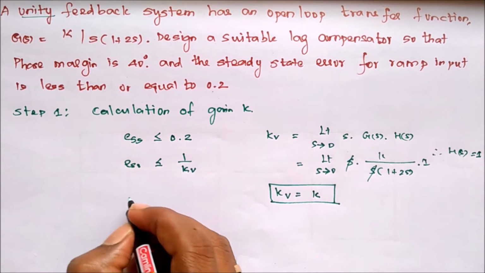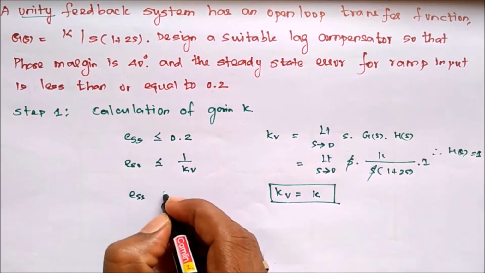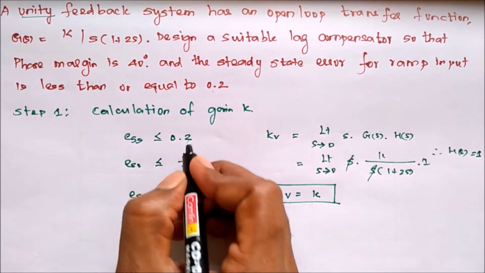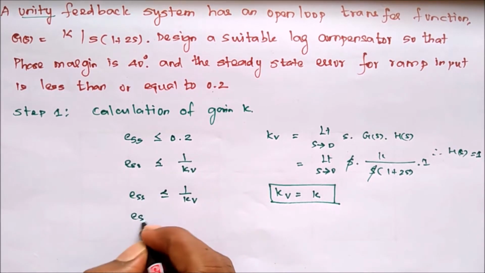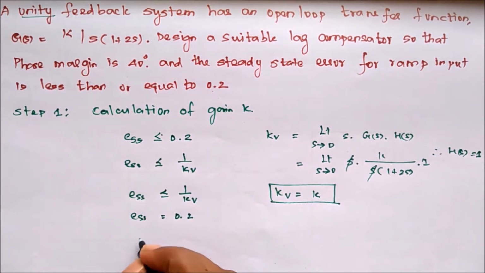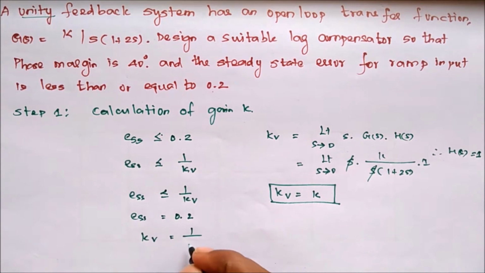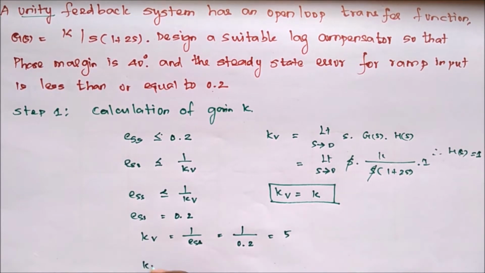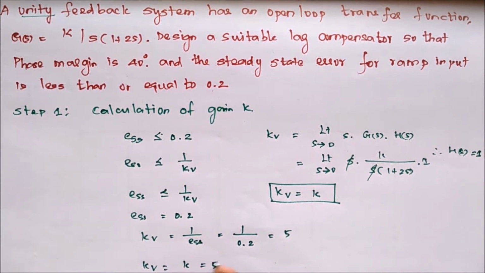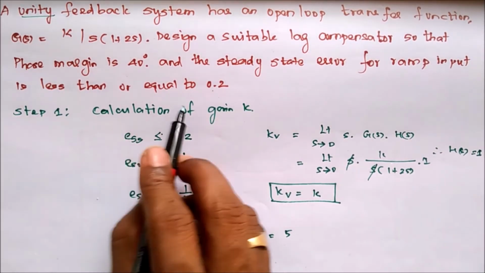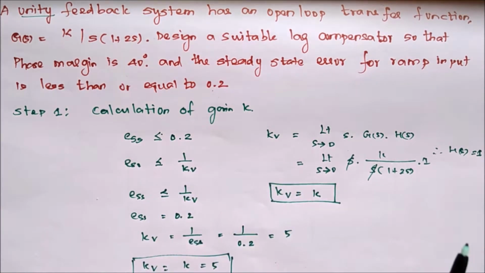Now we know ESS is less than or equal to 1 by Kv. We can consider ESS equal to 0.2 because it is less than or equal to 0.2. Therefore Kv equal to 1 by ESS, so 1 by 0.2 equal to 5. Therefore Kv equal to K equal to 5. This is the first step, calculation of gain K.